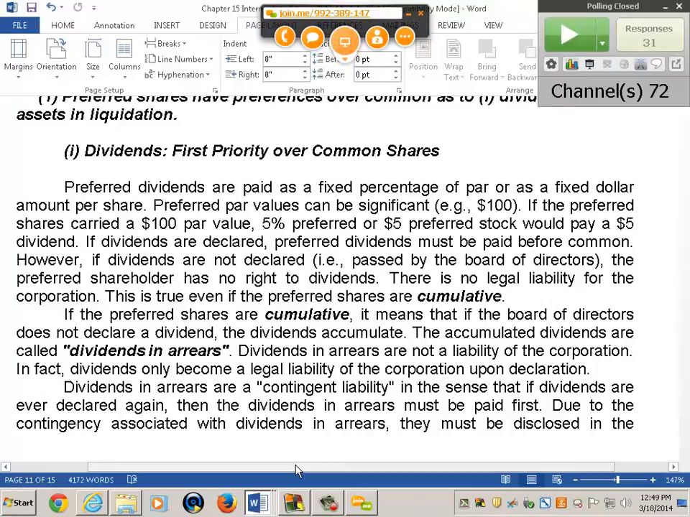Common, preferred, or both? Earnings per share. Common. It's only applicable to common. And the earnings that are available to common include net income. Net income is already reduced by one form of cost of capital, which is what? Interest, debt interest. Are dividends expenses? Not in all cases. Most cases they're not.